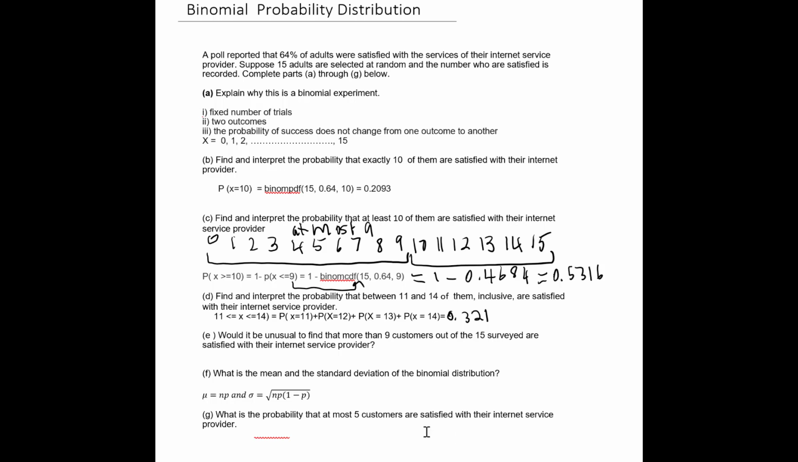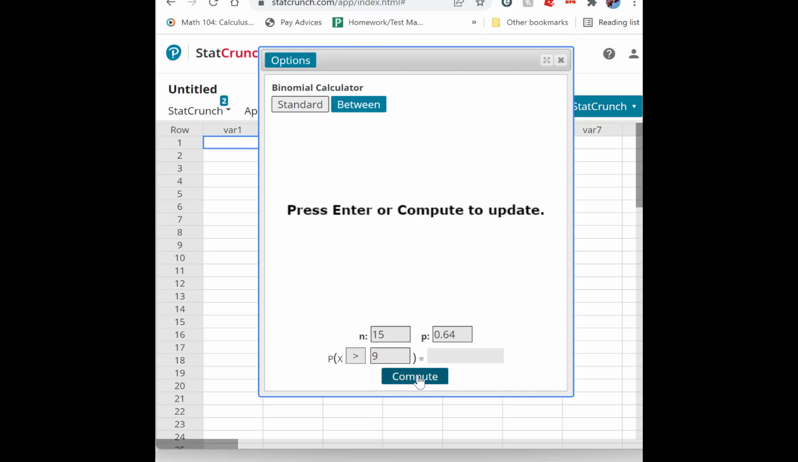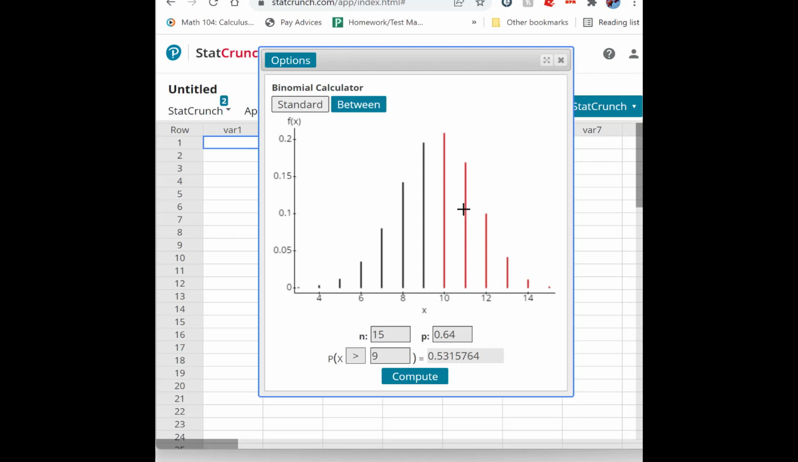If we go to static range, let me show you. More than 9 means greater than 9. Greater than 9 means 10 customers, 11, 12, 13, 14, 15. You can do probability of X equal 10, and then 11, 12, 13, 14, 15 using the binomial PDF and add them up. Or you can use static range here, guys, in one shot. Watch. So I'm going to go to standard again. We need more than 9. And compute, and look, the calculator did 10, 11, 12, 13, 14, 15, added them up for me, and that's the answer, 0.5316.